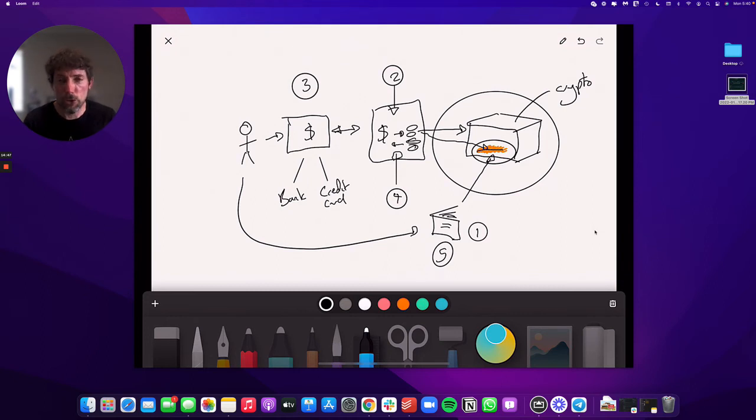So making sure you've got good security on your computer is really, really important. Using Chrome, potentially using Brave, make sure that you do that. If you wanted, you could use a hardware wallet.